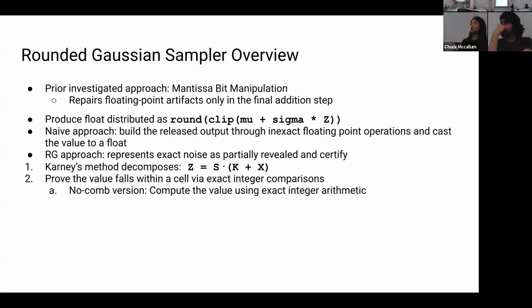We can do this with a rejection-based sampling method called Karney's method, basically running Bernoulli trials, and within each trial doing some lazy comparisons between bits, and then from there proving that the value falls within a cell using exact integer operations. That's for one version of the algorithm. For the other version, you can actually compute the value using exact integer arithmetic. For both of these approaches, in no step are you doing any inexact floating point operations, which would lead to some of the concerns that we talked about previously.